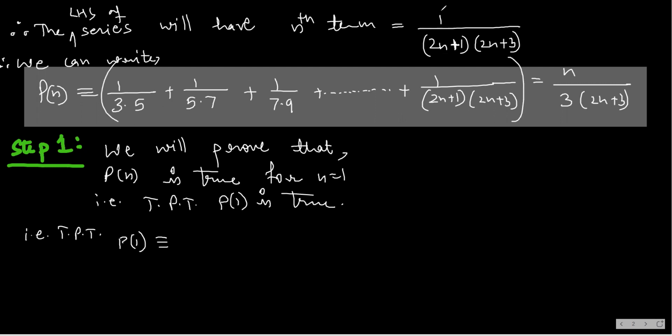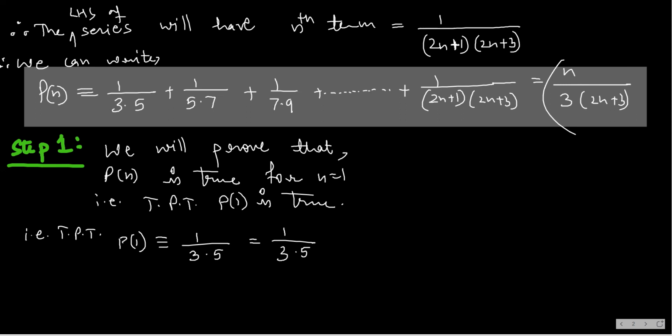Okay. Now n equals 1 means first term. So you will have 1 upon 2 into 1 plus 2, that is 1 upon 3 into 2 into 1 plus 3, that is 1 upon 5, equals to, on the right you have 1 upon 3 into 5. See, 3 into 5. This is what your RHS will be when you put n as 1.